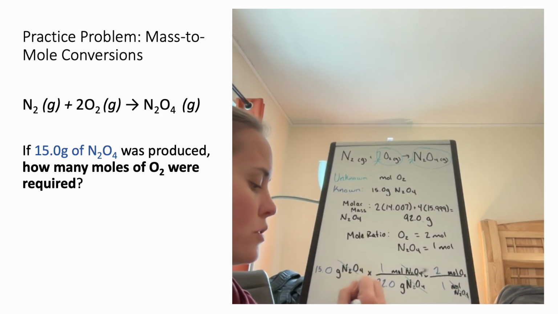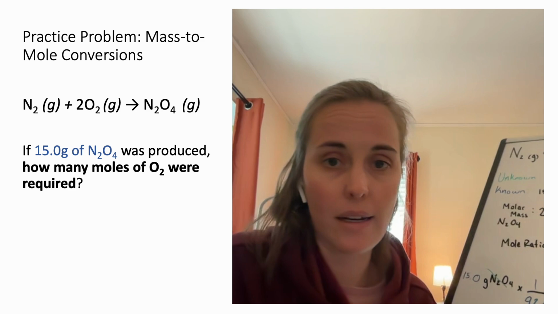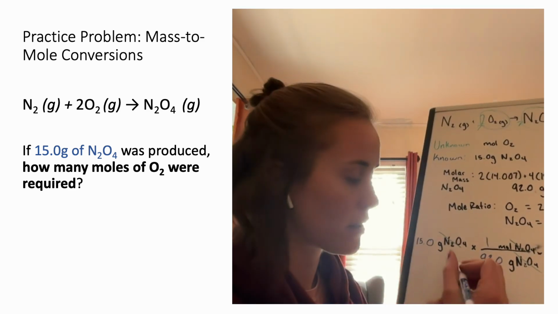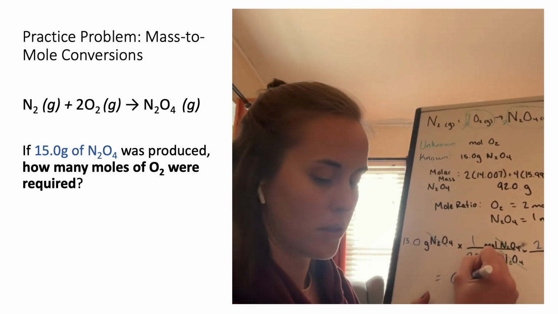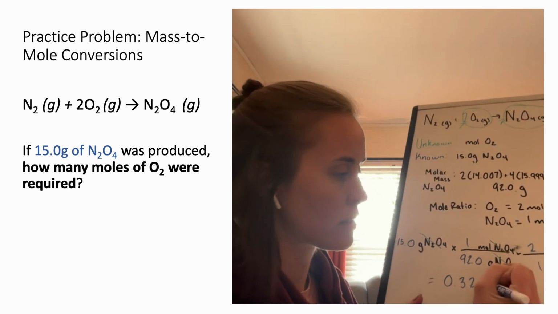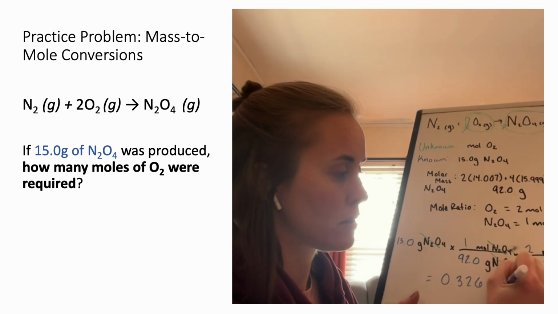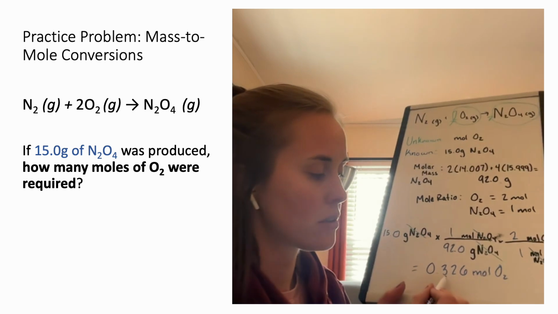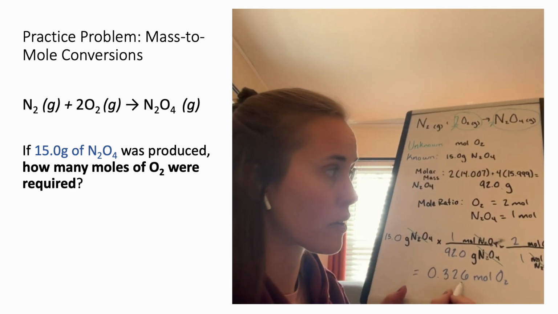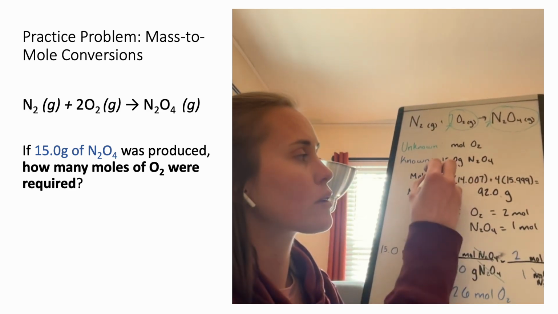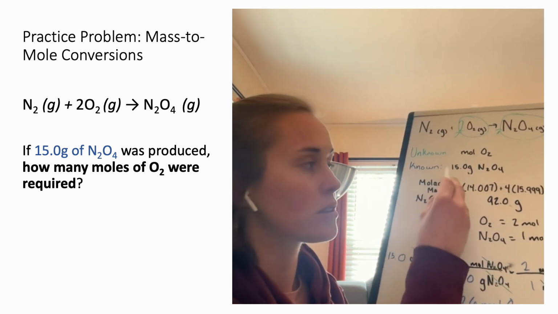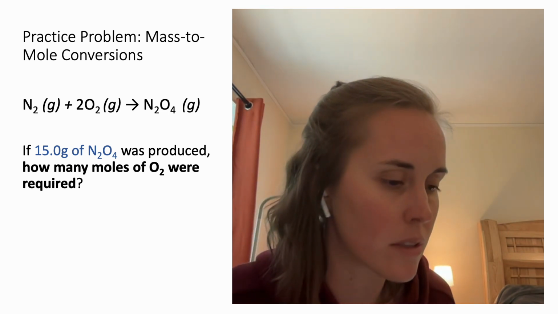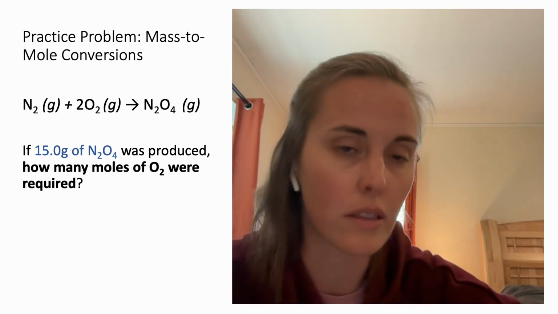And then we just do our math on our handy-dandy calculator, which should get you to 0.326 moles of O2. Now, we will report the answer to 3 digits of accuracy, 3 significant figures, because you were given 3 significant figures as your first number. So you always report it with the lowest significant figures given, which was 3 in this case.